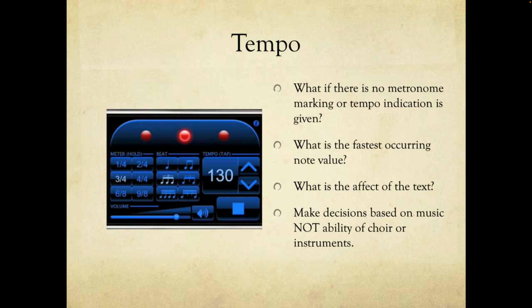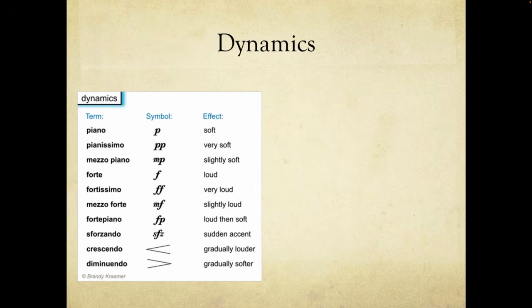Make decisions based on the music, all right? Not the ability of your choir, and certainly not the ability of instrumentalists. All decisions on tempo must be made based on the music, all right? So don't be afraid of slow tempos either. I know sometimes when I'm looking at a score, I saw one recently that said quarter note equaled 42, which sounds terrifying, but it is possible to do.